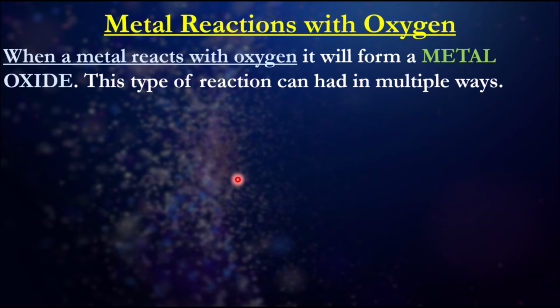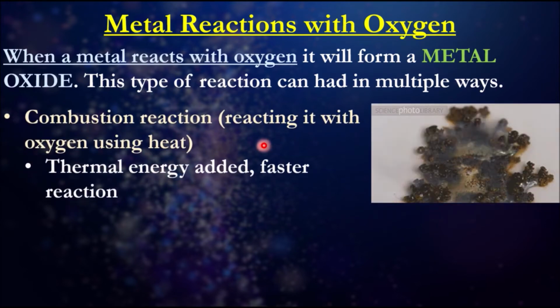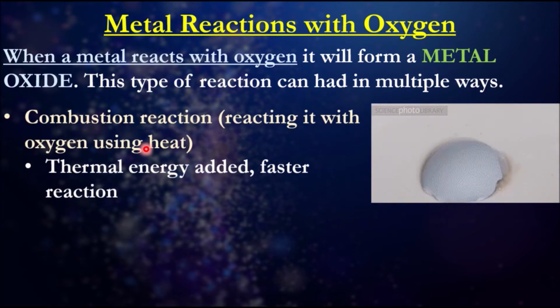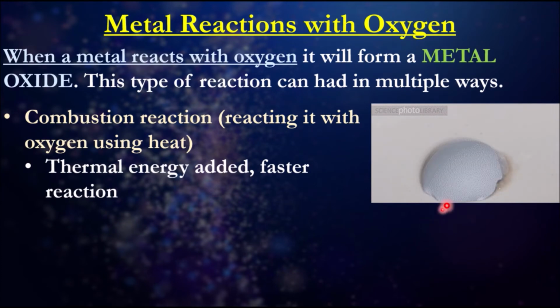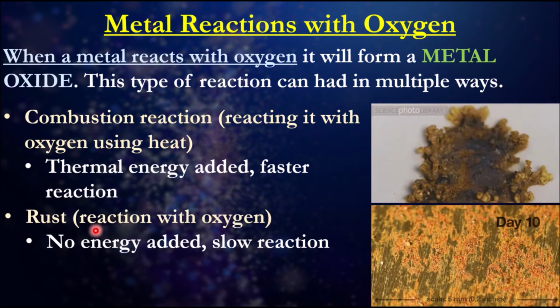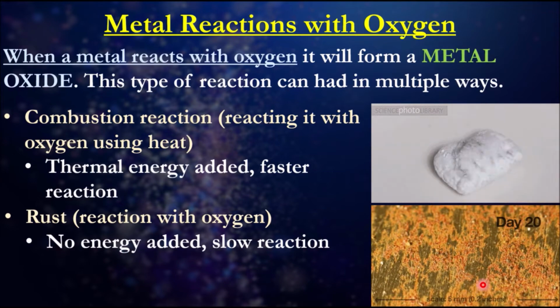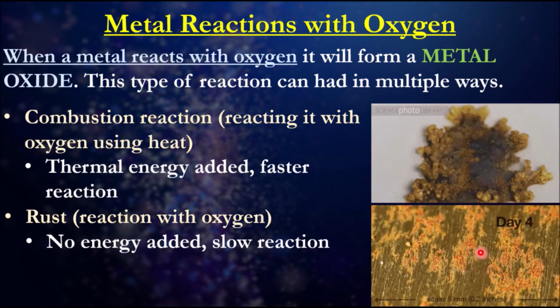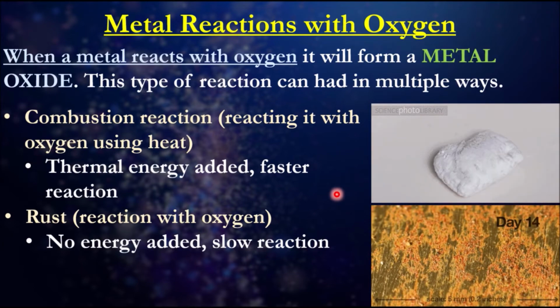When metals react with oxygen, we form a metal oxide, but there are different types. The first type is a combustion reaction, where oxygen is creating heat. Thermal energy has been added, and this is a really quick process. A second type of reaction with oxygen is rusting. There is no added energy, and it's a really slow reaction. As you can see, the transformation takes days to occur, while combustion takes a very short period of time.